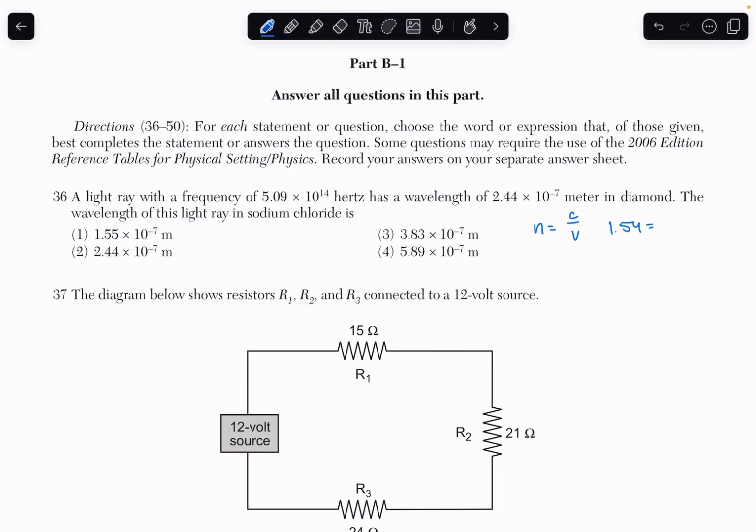So 1.54 equals c, which is 3 times 10 to the 8th, that's the speed of light, over v. And once we do that, we're going to get a velocity of 1.9 times 10 to the 8th meters per second. And we already have velocity and the pre-established frequency, so we could just plug that into the equation v equals f lambda. So 1.9 times 10 to the 8th equals 5.09 times 10 to the 14th times lambda. And once you do that, you're going to get a value for lambda, or wavelength, of 3.83 times 10 to the negative 7th meter.